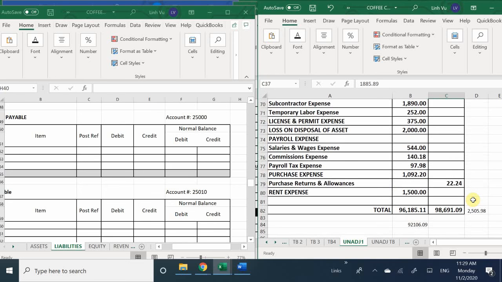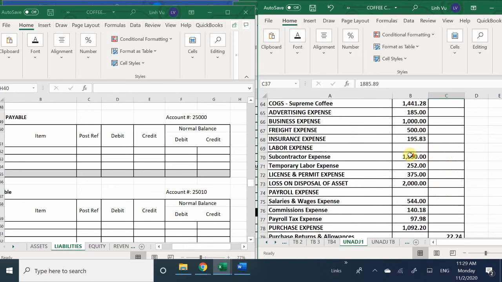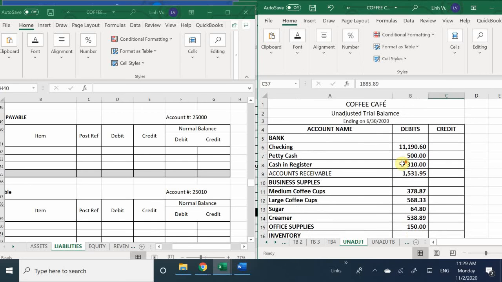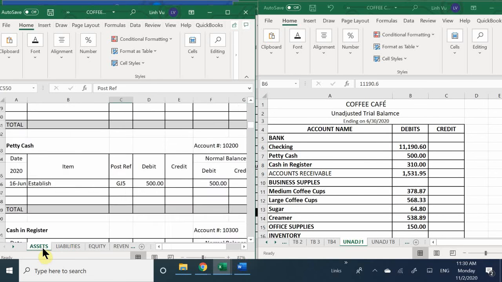Okay, can you check from the beginning? So you got 96,185.11? One minute. Yeah, it's 98,691.09. Okay, so tell me what debits am I off on then? Let's start from the beginning. Okay, so it's here, cash. Checking should be 13,696.58.